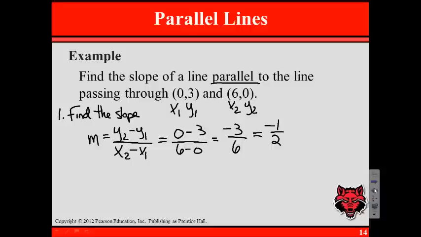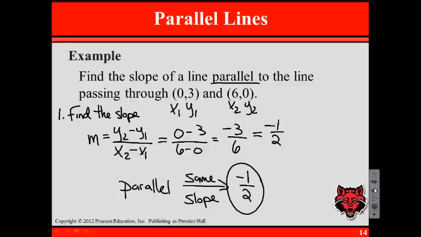Now, because we have that operator word parallel, just like if we would have had perpendicular, we need to do something else. We need to make sure we go through the process of finding the correct slope. Remember, parallel lines have the same slope. So whatever slope we find gets to stay exactly the same. For parallel lines, we actually do a little bit less work. So make sure you work hard. It's easy to lose your signs when you're using the slope formula, so be careful when you have negatives.